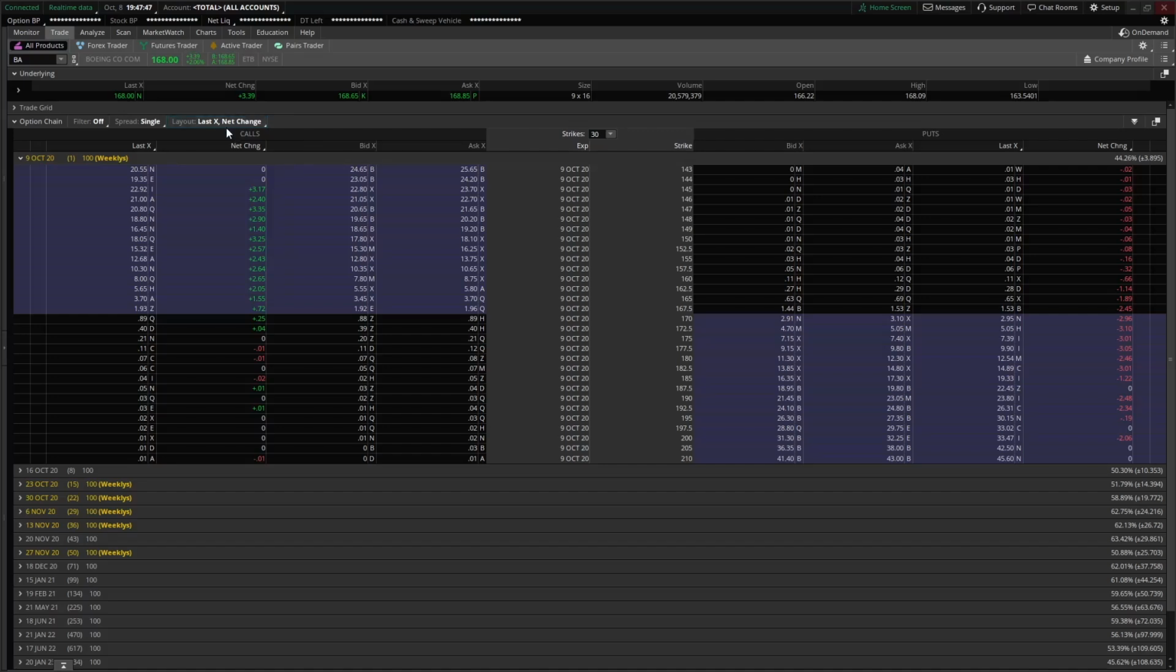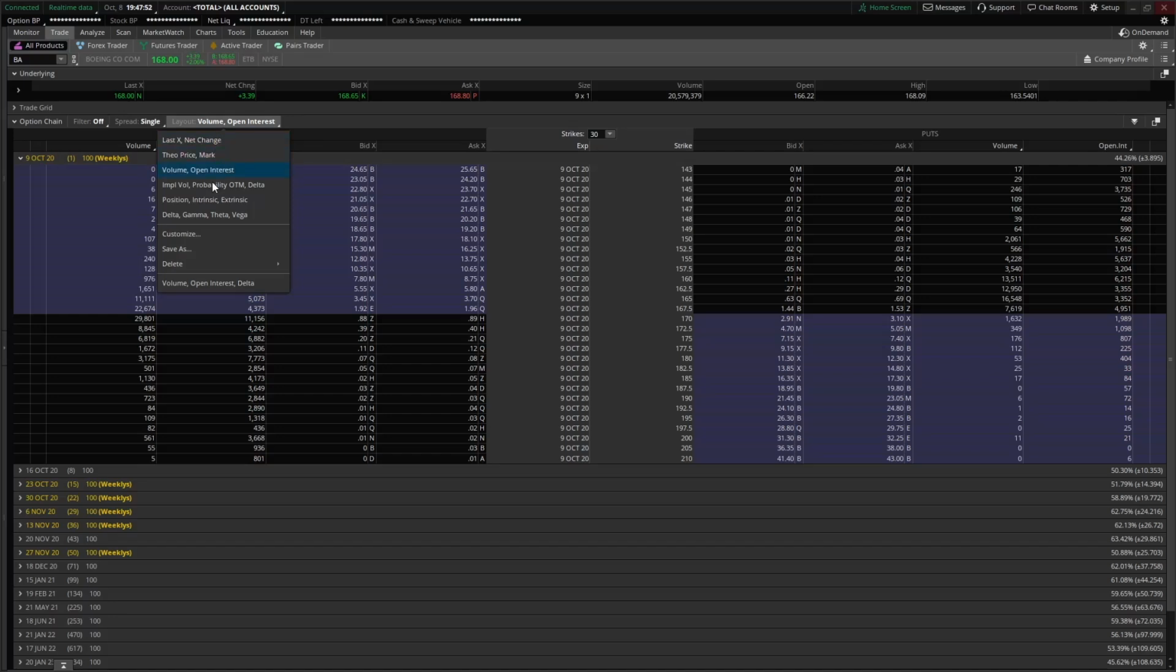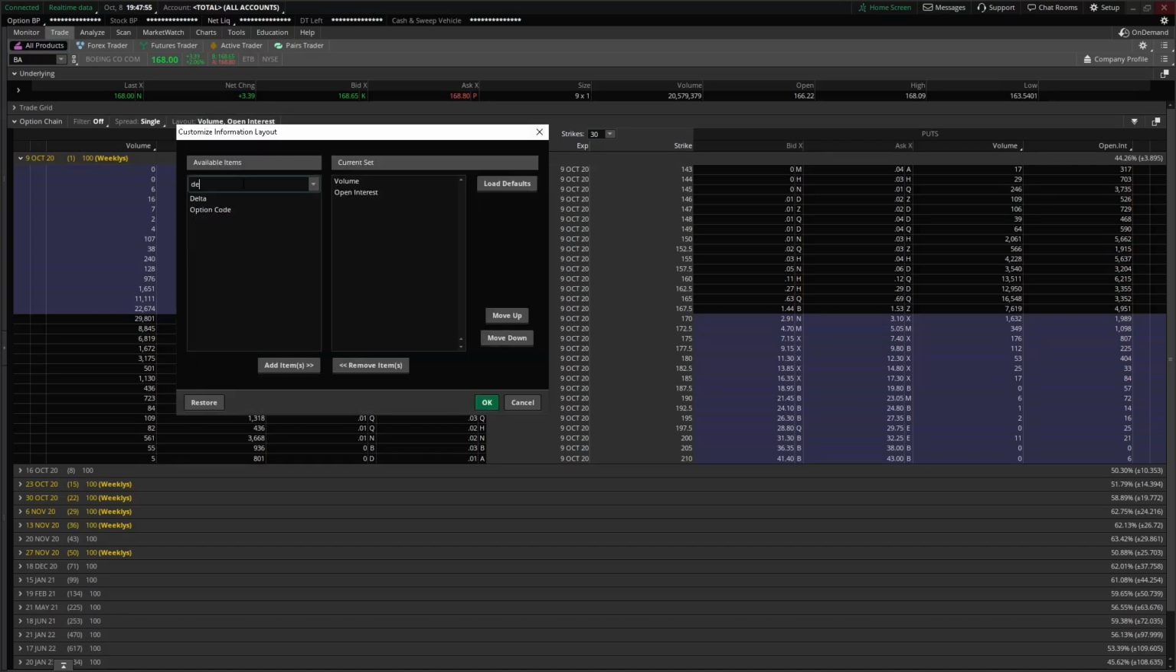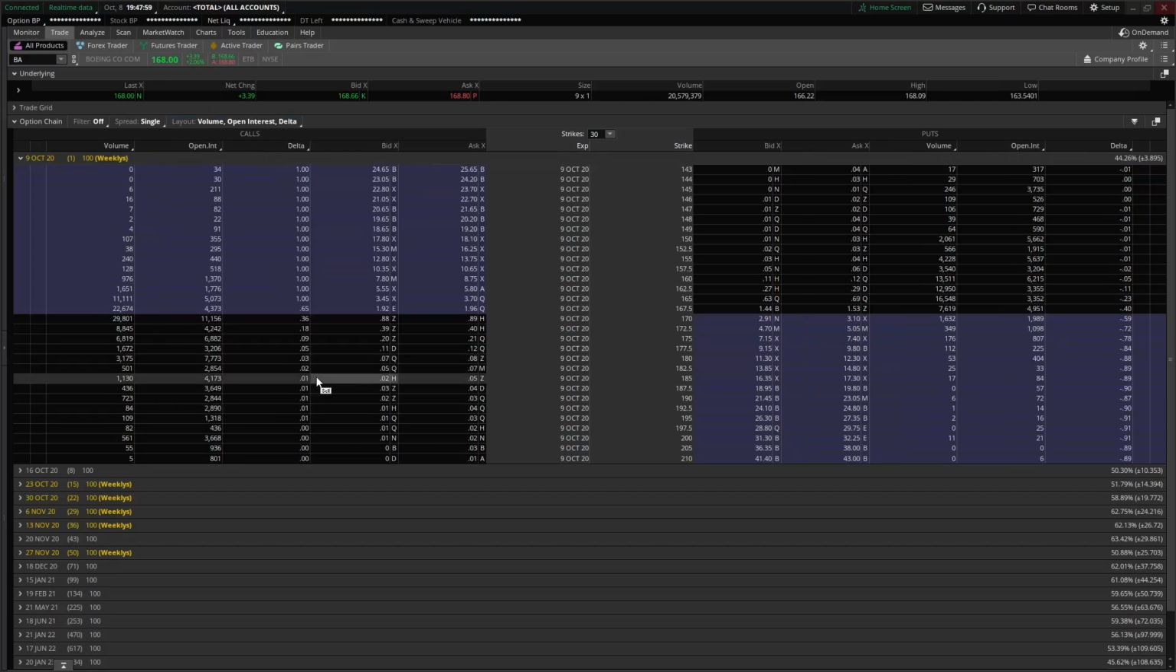On the top left, we have layout up here. What I click is volume and open interest, and then I go back to it. I go to customize and I type something in called delta. What delta is, it's going to give us a number, and what that number represents is, for every dollar that the underlying stock increases or decreases in value, whatever our delta is, that's going to tell us how much our contracts on the option side are going to increase in value, with all other constants remaining zero, because we have other Greeks that personally I do not focus on.